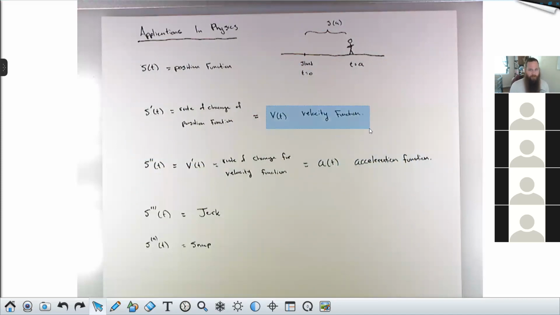If your velocity is 0, that means you're holding still. If your velocity is positive, that means you're moving in the positive direction. And if your velocity is negative, that means you're moving in the negative direction. And it would be worthwhile to see how to connect both of those to the position.